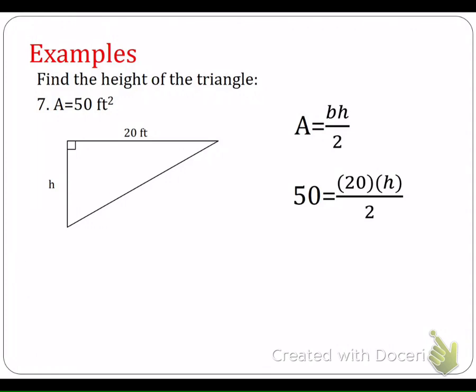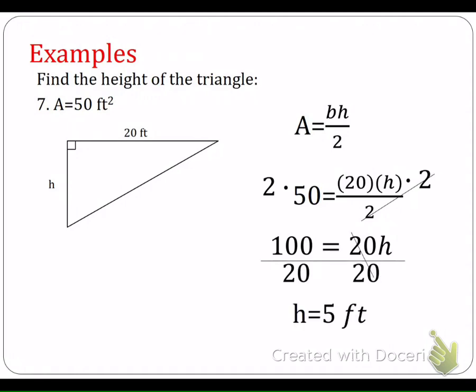Now, does anyone know how we would solve an equation like this? Yes. Times 2 by 50. Yeah, we can multiply both sides by 2, and that gets rid of that denominator. I'll show you an alternate method in just a second. So we are going to divide both sides by 20, and I get a height of 5 feet.